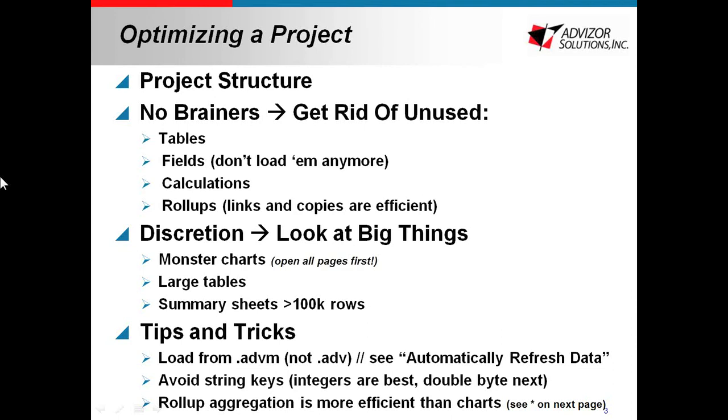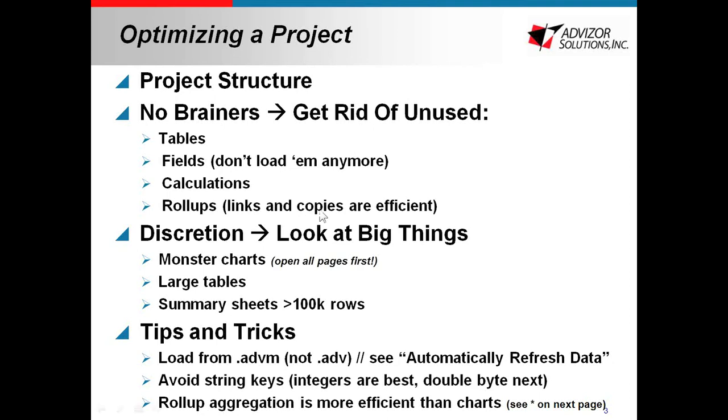And roll-ups. You created derivative tables that are rolled up. They're taking up RAM. We note here that links and copies might also want to be looked at because they increase project complexity, but they're very efficient. They're not going to slow the project down.